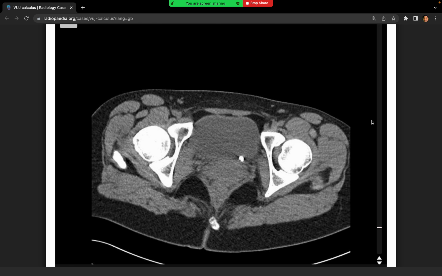So my concern from the history is that the patient is unwell, showing signs of systemic upset. They may be demonstrating early signs of sepsis. I'm worried that they may have an infected, obstructed left kidney, which is a urological emergency.